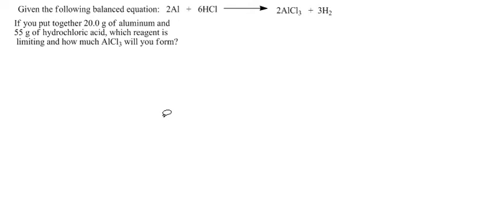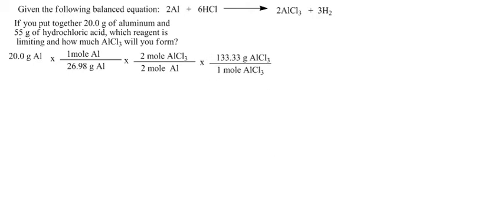Well, we're going to look at the aluminum and the HCl. So if we start with our aluminum, looking at how much we have, we're going to convert that to moles, and then we're going to go from moles of aluminum to moles of AlCl3. Then we're going to convert that to grams of AlCl3. This is a standard stoichiometry problem. We're going to find that this combination would give us 98.8 grams of AlCl3 if we started with 20.0 grams of aluminum and had plenty of HCl.